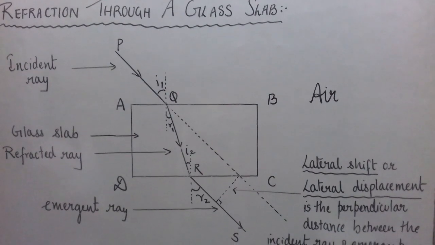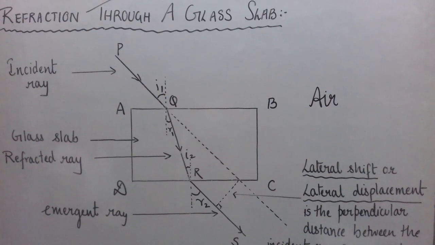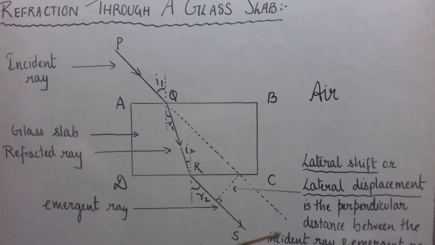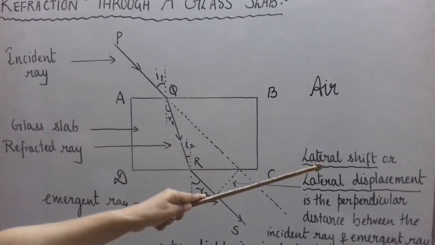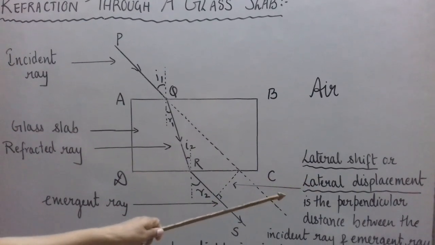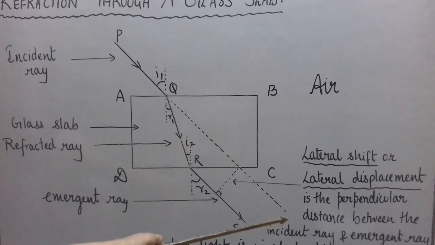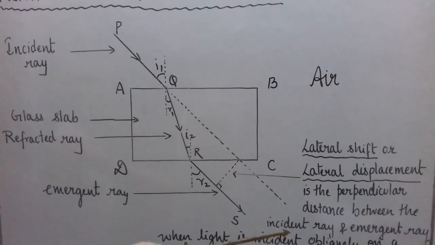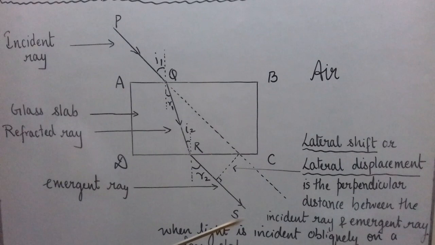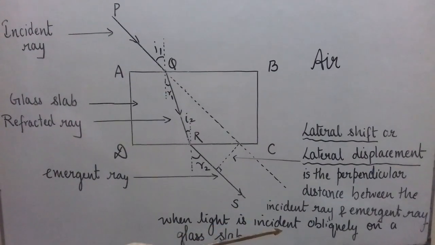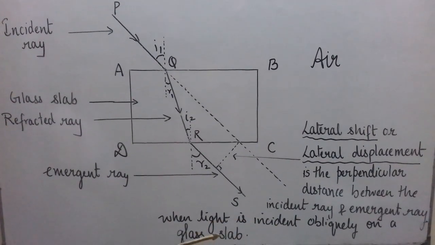So, there can be one question, what is lateral shift or lateral displacement? I have written the definition here. Lateral shift or lateral displacement is the perpendicular distance between the incident ray and emergent ray when light is incident obliquely on a glass slab.